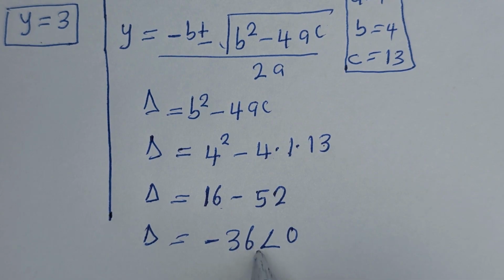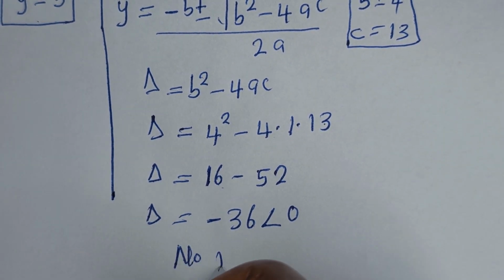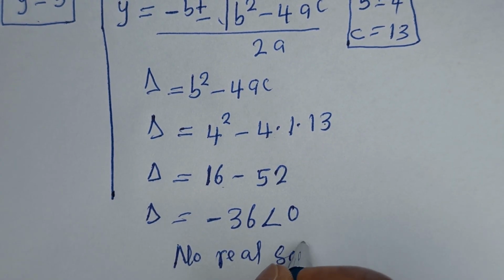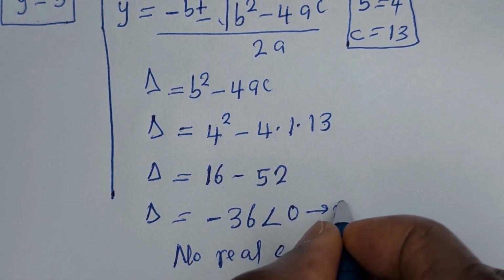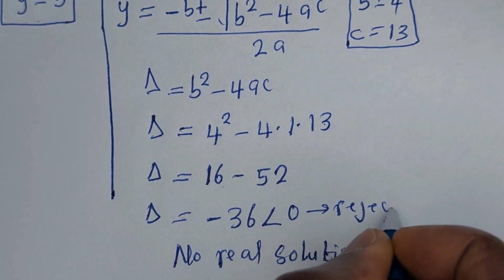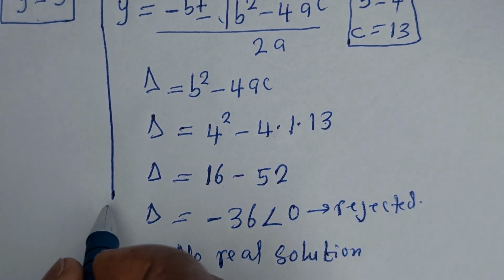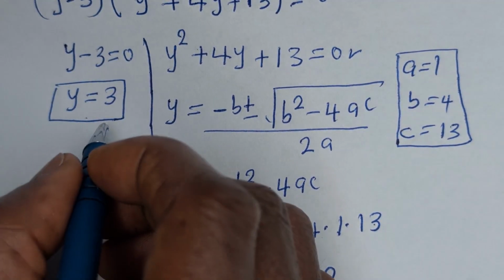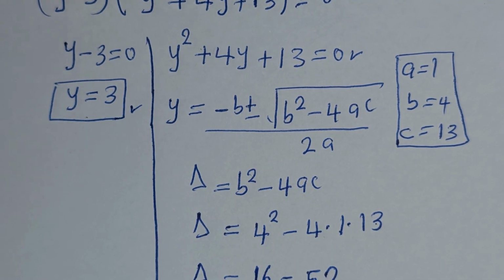So since this is less than 0, we conclude that there is no real solution here, and it is rejected. Now the only real root we have is y = 3.